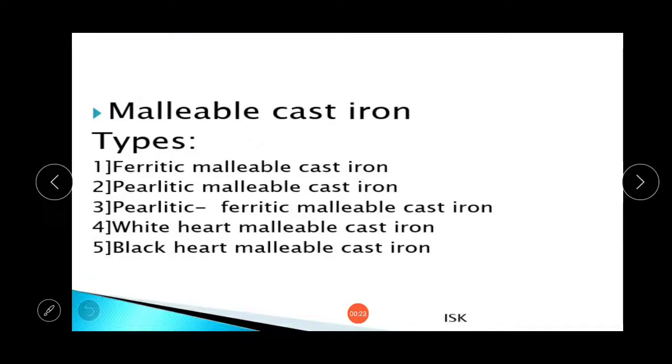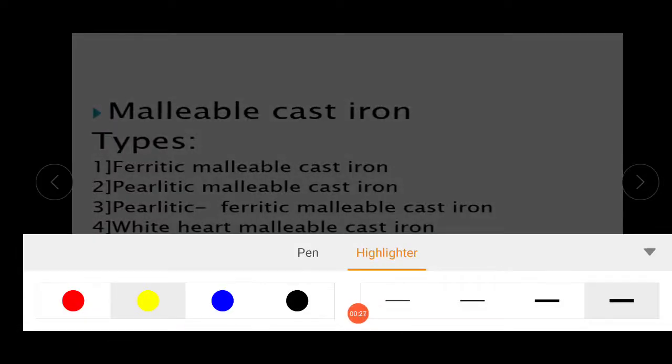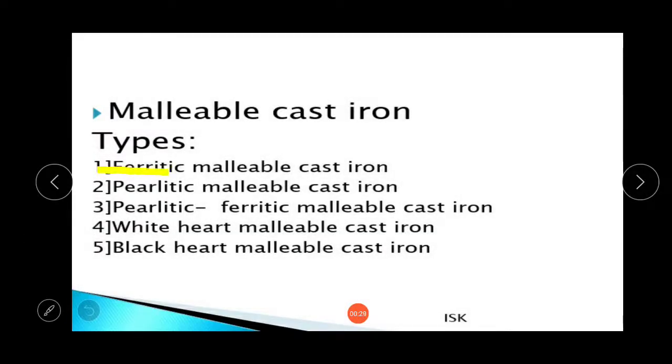First, we learn the types of malleable cast iron. First type is ferritic malleable cast iron. Second type is pearlitic malleable cast iron. Third type is pearlitic ferritic malleable cast iron. Fourth type is white heart malleable cast iron. Fifth type is black heart malleable cast iron.